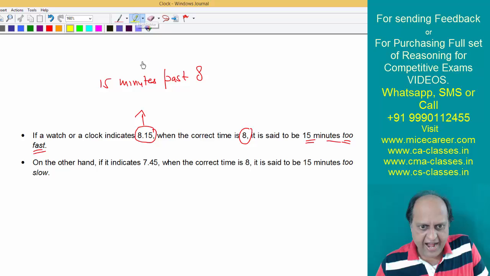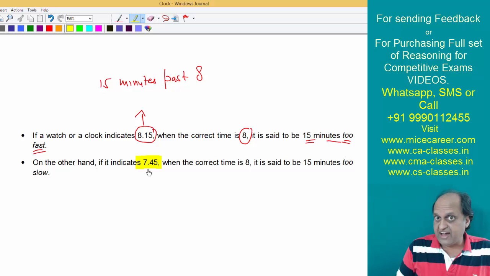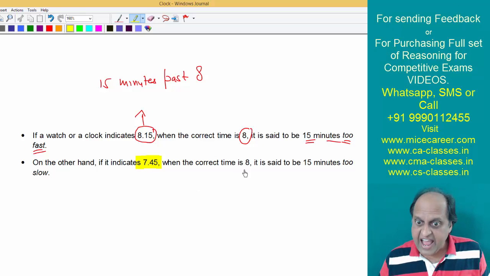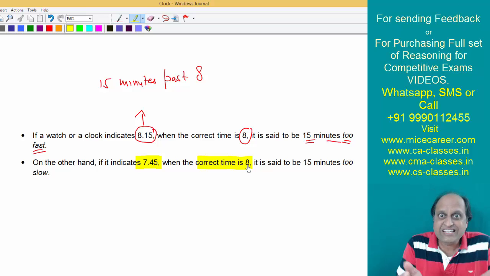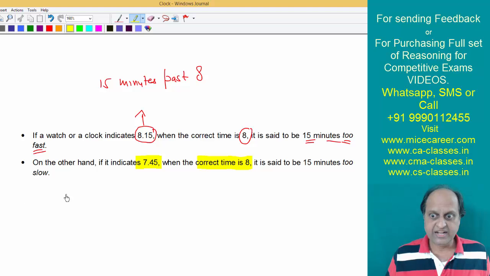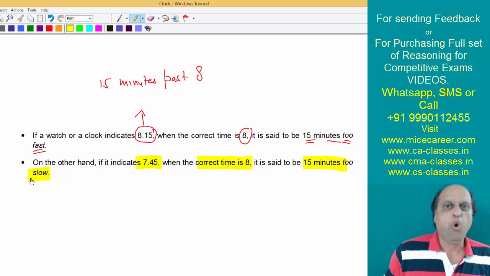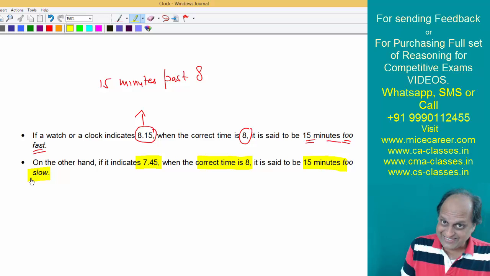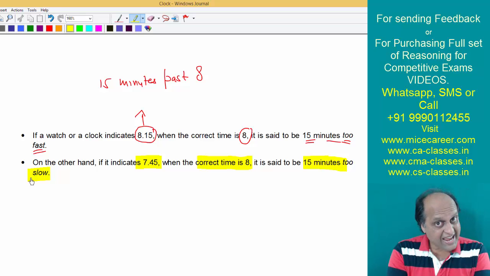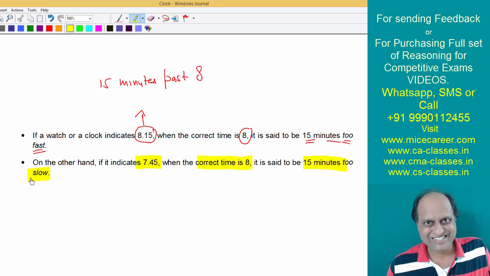While on the other hand, if the clock indicates 7:45, that is 45 minutes past 7, against the correct time of 8, it means the clock is slow. It is lazy. It is lazy by 15 minutes. So we can say that this clock is slow by 15 minutes. So here's the idea, very clear. Have you understood each and every aspect? Because if it is clear, then only I can proceed with more questions.